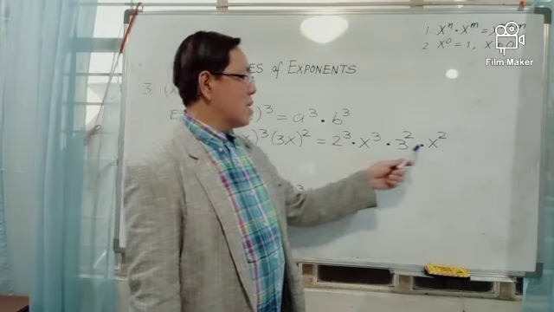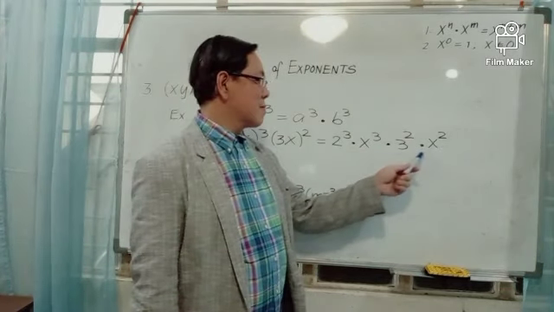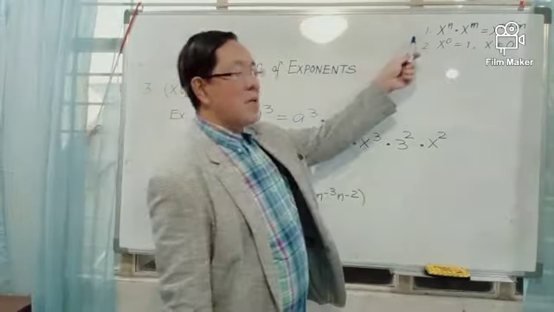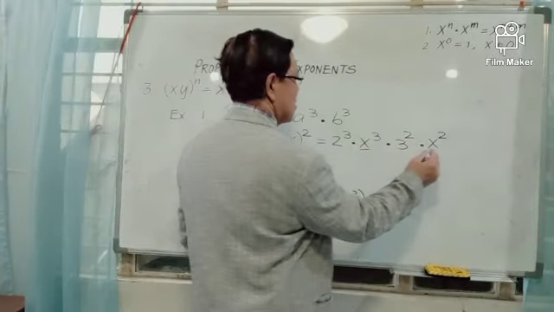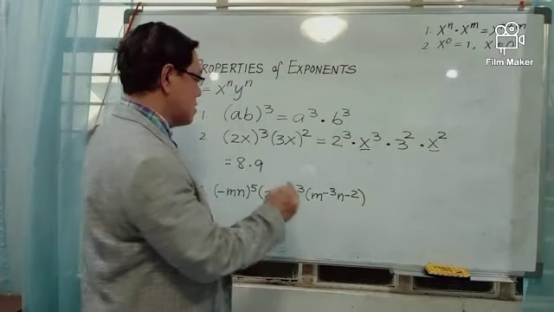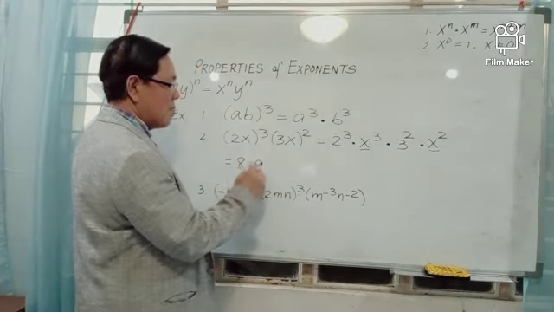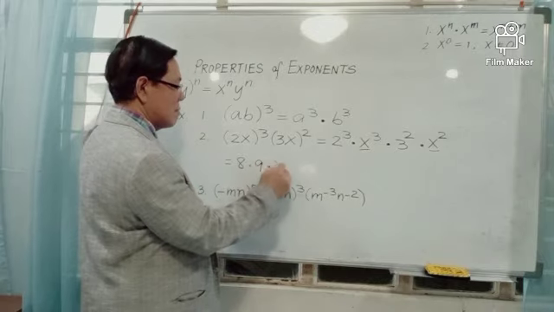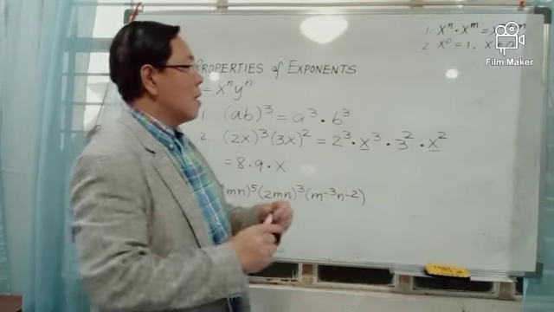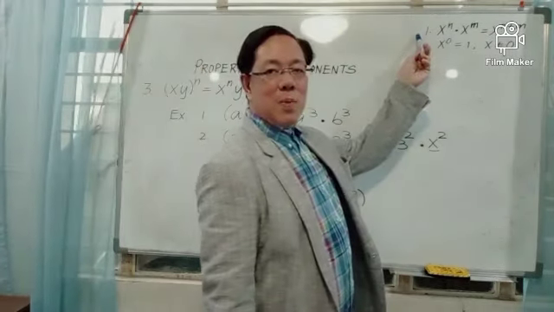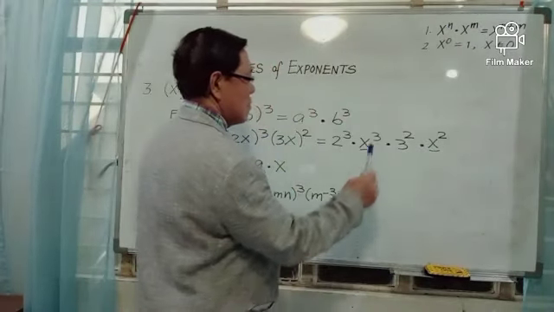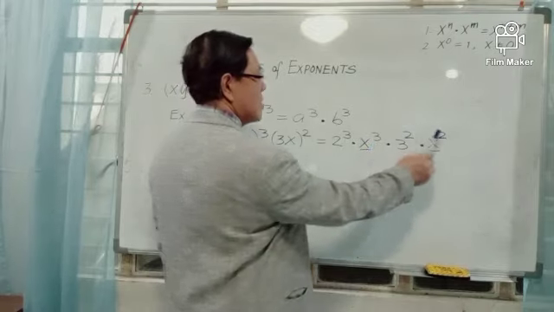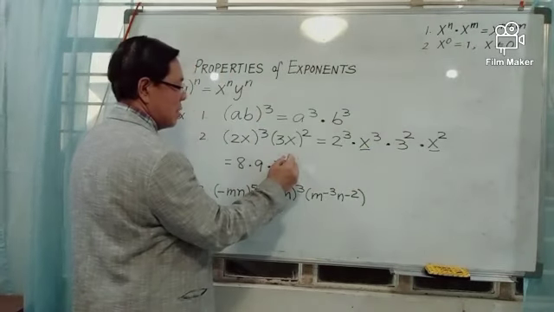Now we multiply the literal coefficients by the first property of exponents. Copy the common base. The common base is x. Multiply 8 by 9 by x. And by the first property of exponent, add the exponents. We have 3 here plus 2 here. 3 plus 2.